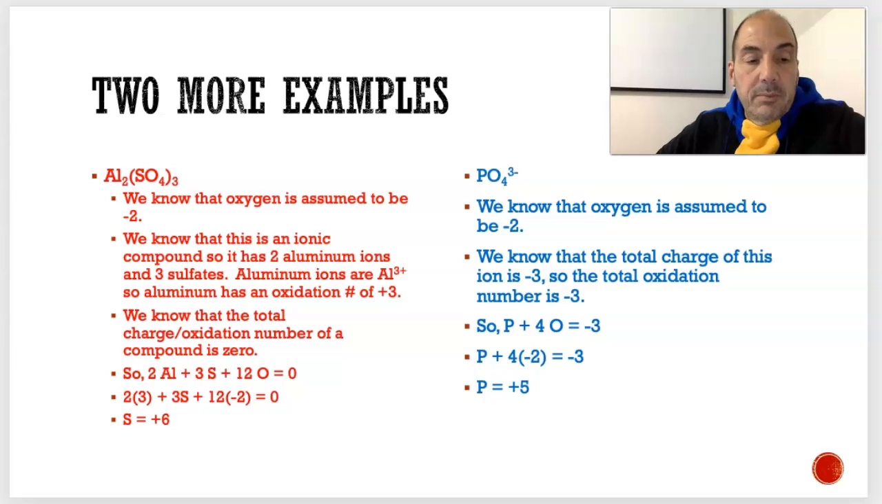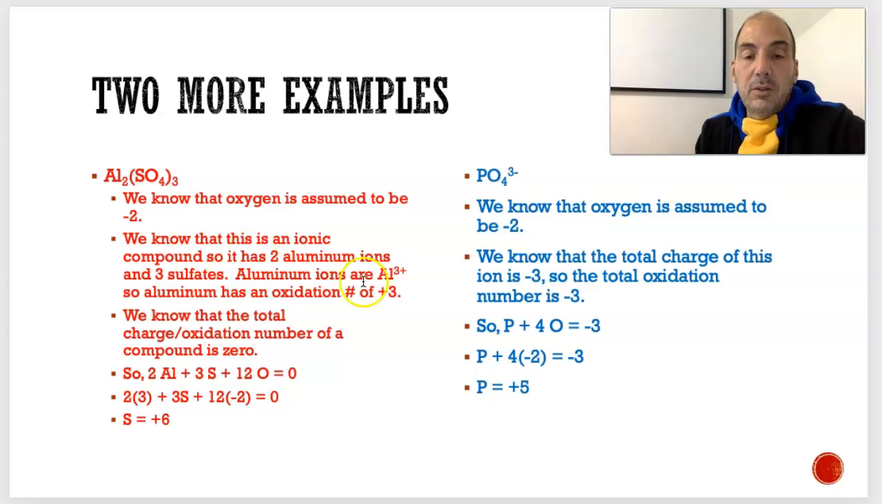Let's look at two more examples real quick. So we have Al2(SO4)3, okay? Looking at that, we know right off the top that oxygen is -2, but do I know about aluminum and sulfur? There is no rule about those, but let's think about this. I know, seeing the parentheses especially, that this is an ionic compound. Since it's an ionic compound, it has ions in it. There are aluminum ions and there are sulfate ions.